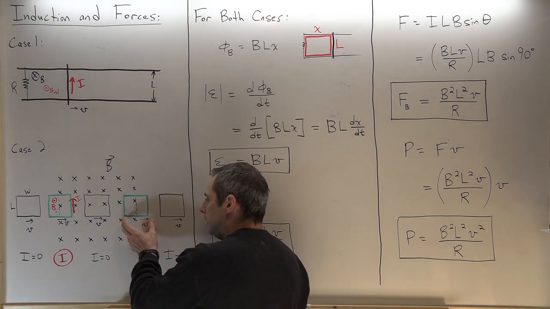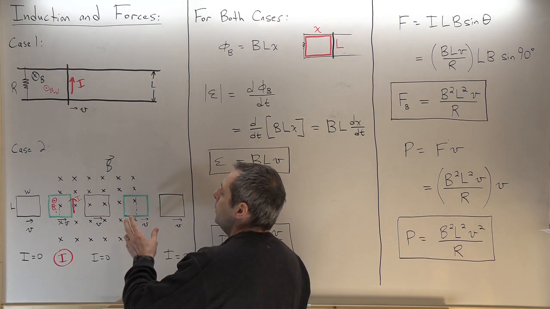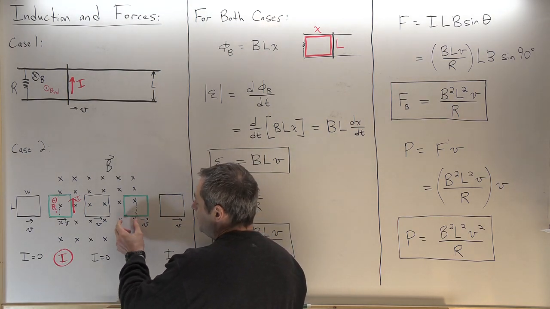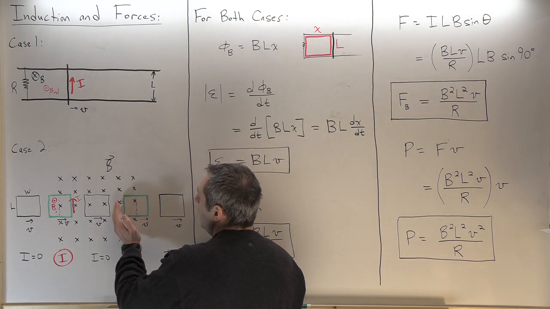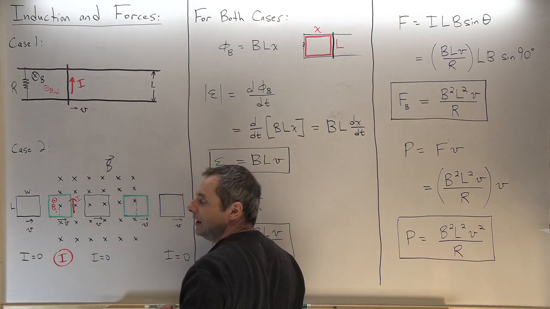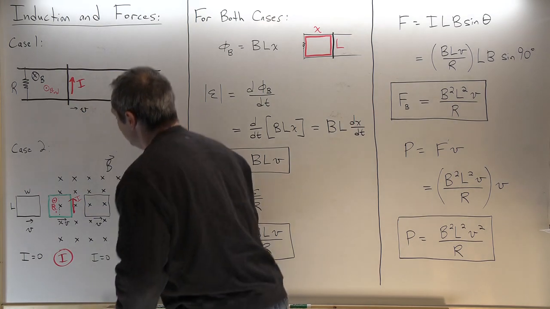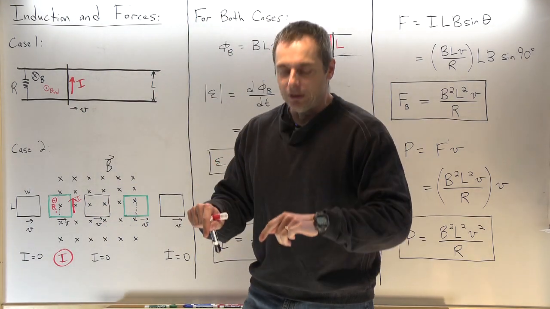Then once the coil starts coming out of the magnetic field region, once again, we have changing flux because we have changing area. The only part of the coil that has magnetic flux through it is this part. And then as this back end of the coil moves forward, we're going to have less and less of that flux. So there is a changing flux, therefore there's a voltage induced, therefore there's a current induced.